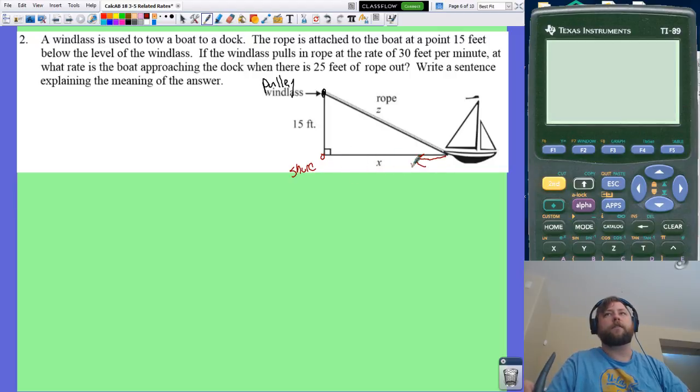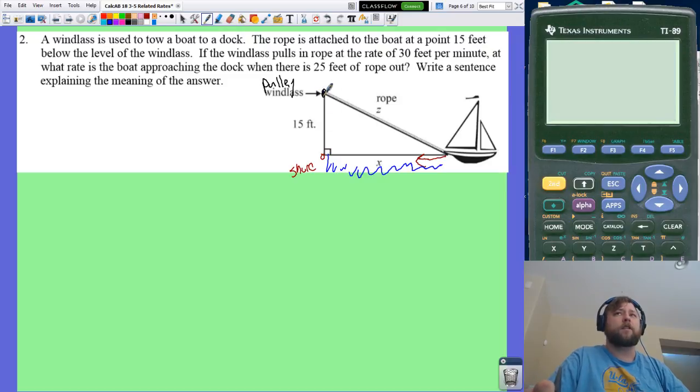This is like water over here where x is. So I'll draw some waves. So this is water, and that pulley pulls it in. Now, this is always going to stay 15 feet high. It's like a pulley that's up here in the sky, and that's just pulling that rope in. Okay, so this rope isn't going to stay this length forever. It's going to actually shrink as it gets pulled into this windlass right here.